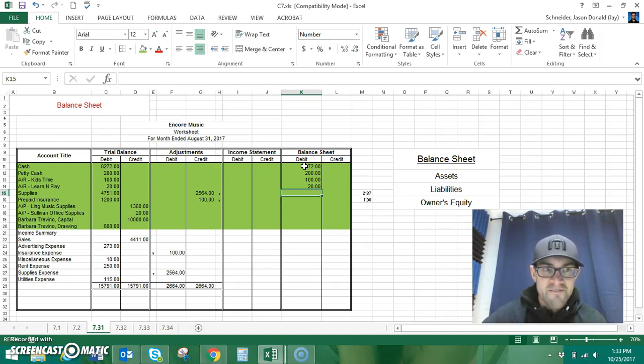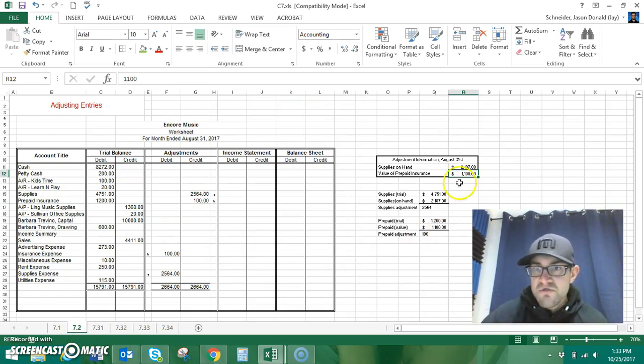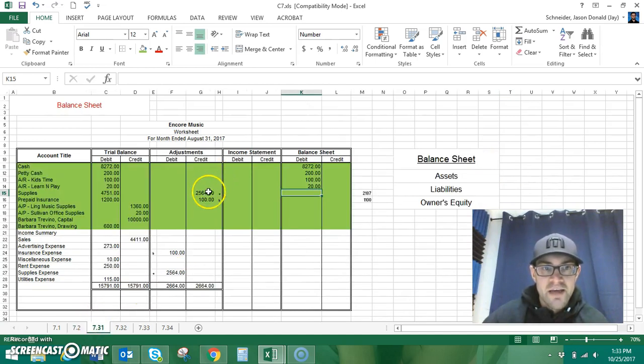Our supplies start at 4,751, but from 7.2 we were told that we had supplies on hand of 2,187. So we calculated that adjustment. That 2,187 is now going to be on our balance sheet. That's what we now have. Same thing happens with our prepaid insurance. We end up having $1,100 there.